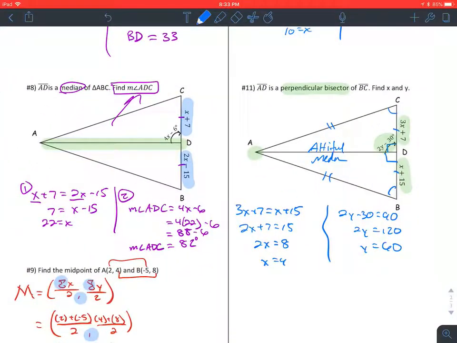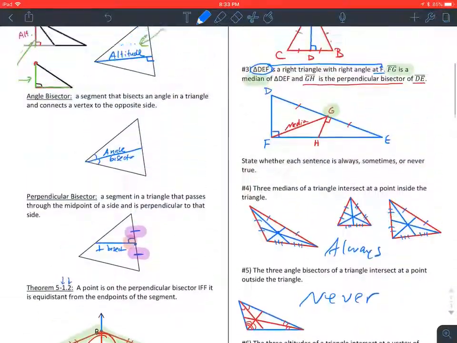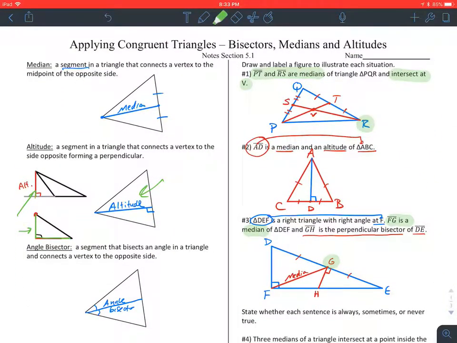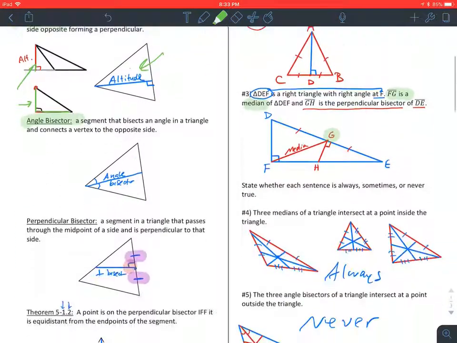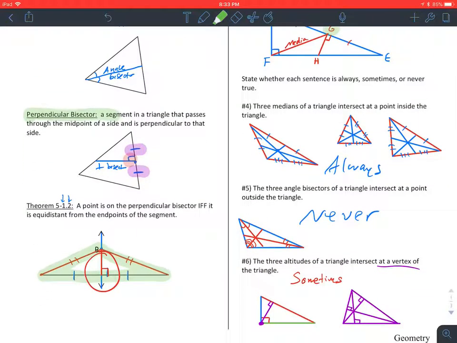Super important that you study your little heart out for the definitions of median, altitude, angle bisector, perpendicular bisector, and know this theorem from the bottom of your heart.